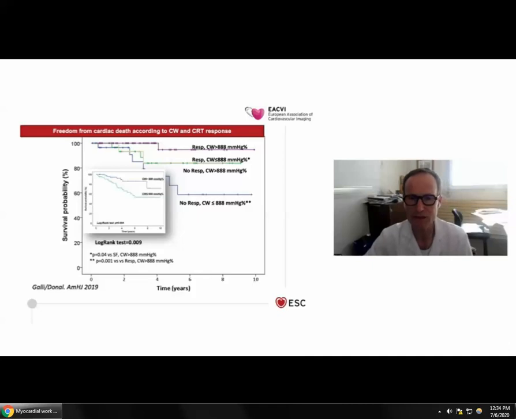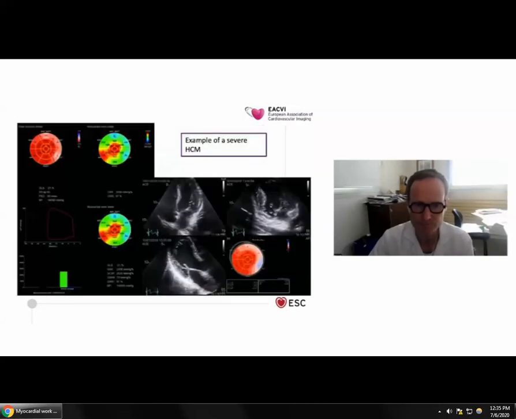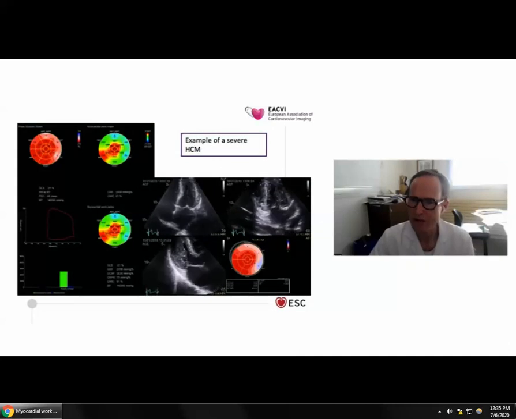And it has also been shown that in a group of patients that you treat with a CRT device implantation, independently of the response in terms of LV remodeling, constructive work with a cutoff value of 888 millimeter of mercury per percent can still predict the risk of event. So this is a tool that is useful when you want to implant a CRT device, but also independently of the implantation of the CRT device and independently of the reverse remodeling after the implantation. Maybe we can discuss another topic.